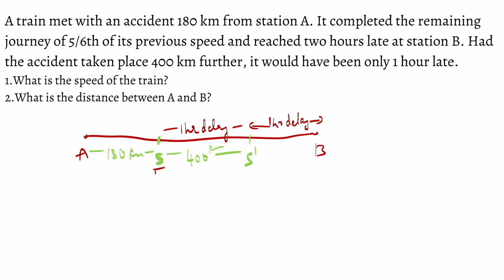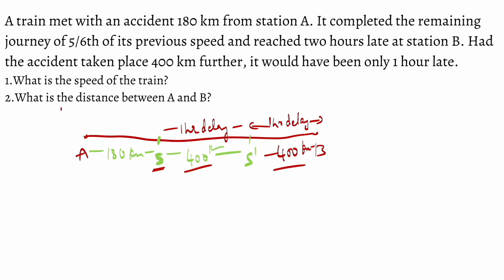When you are thinking from the perspective of S, then don't consider S dash. Anyways, from S to B it will be 2 hours delay. But when you are thinking from the S dash perspective, anyways it's 1 hour delay, right? From S dash to B. So if this is 1 hour, this distance must also be 400 kilometers, right? So this is 400 kilometers and this is 400 kilometers.